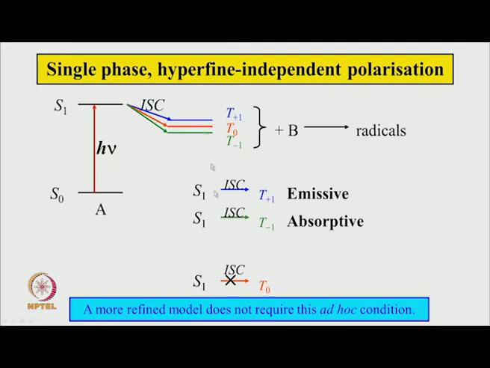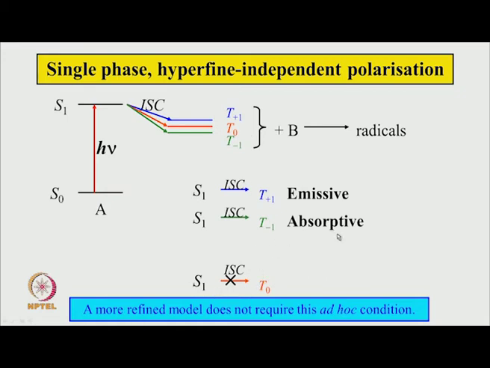See, with that assumption, one can justify the complete mechanism in this fashion: molecule A absorbs light, goes to the singlet state, and intersystem crossing brings this molecule to the triplet level, but not equally. It brings it selectively, maybe dominantly, to one of the triplet levels, and reaction takes place in all 3 triplet levels, but the one which has the dominant population produces the radical. So, if S1 goes to the T plus 1 state selectively, then it gives an emissive signal. If S1 goes to the T minus 1 state selectively, it gives an absorptive signal. But if it goes to T0, then what happens?